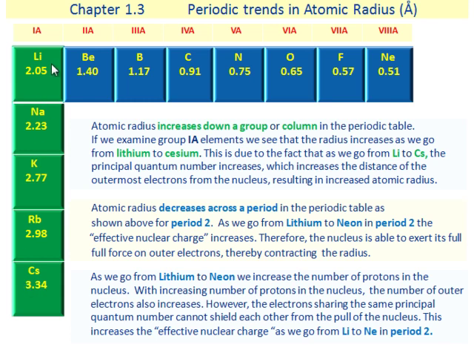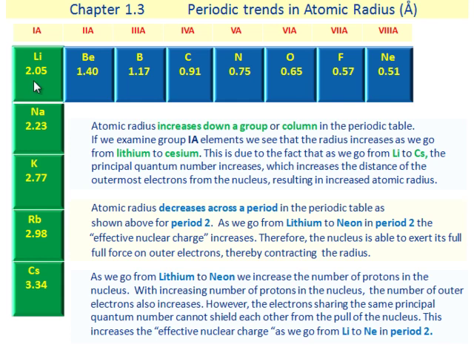Atomic radius decreases across a period in the periodic table, as shown here for period 2. As we go from lithium to neon in period 2, the effective nuclear charge increases. Therefore, the nucleus is able to exert its full force on outer electrons, thereby contracting the radius.